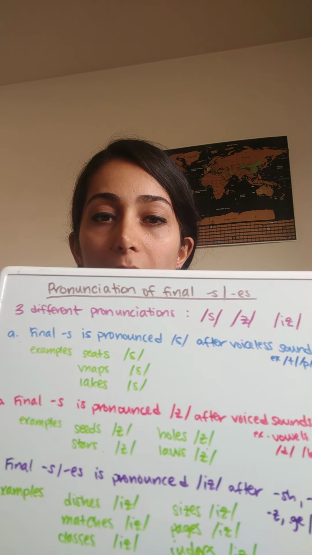Today we are going to focus on the pronunciation of the final S or ES endings, which are normally for plural nouns, right? And sometimes the third person singular verbs as well. So today we're going to be discussing that final S pronunciation. There are 3 different pronunciations for final S, and we're going to talk about those, when to use them, and how they're pronounced today.